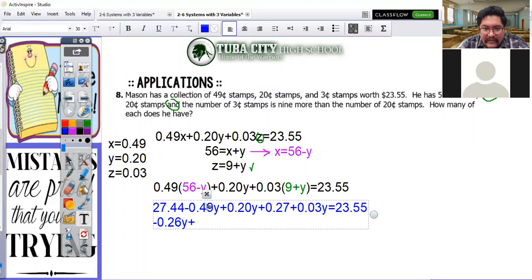Now I'm going to have to take care of the regular numbers. So 27.44, the very first number, add that to 0.27, and that's going to be 27.71 equals 23.55. Okay, and I think we are ready on this one here. So I'm going to go ahead and minus 27.71 from both sides.